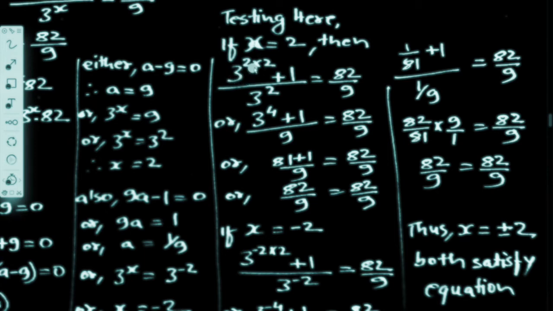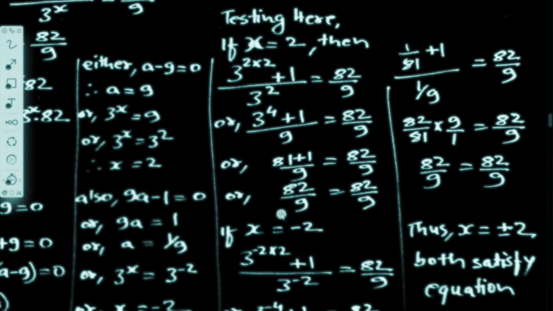Placing x as 2 in our main equation: 3 power 2x means 3 power 2 into 2, plus 1 by 3 power x means 1 by 3 square, equals 82 by 9. Or 3 power 4 plus 1 by 9 equals 82 by 9. Here 3 power 4 means 81, plus 1 by 9, equals 82 by 9. Both sides are the same. It means the value x equals 2 is right.